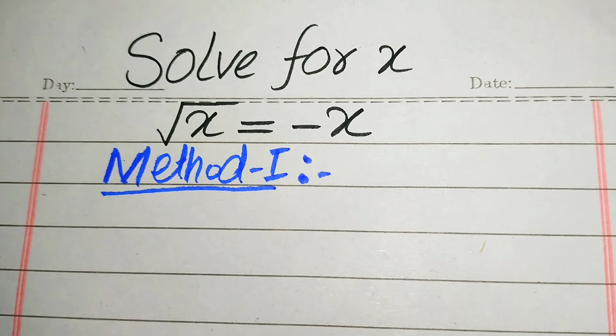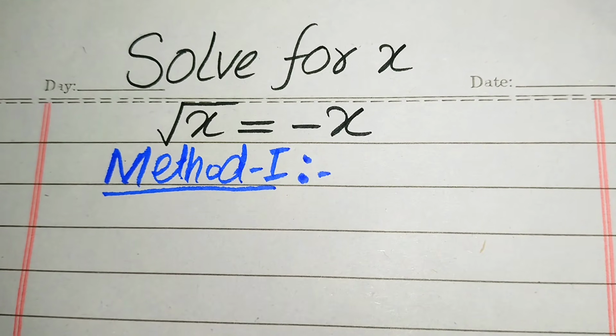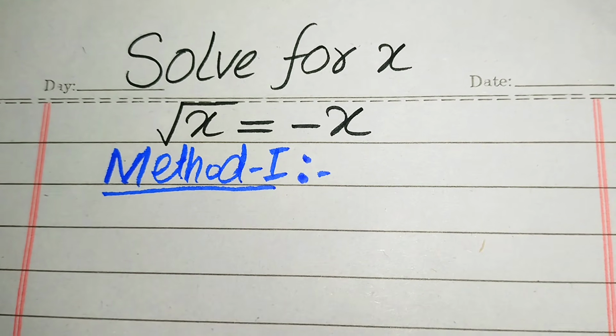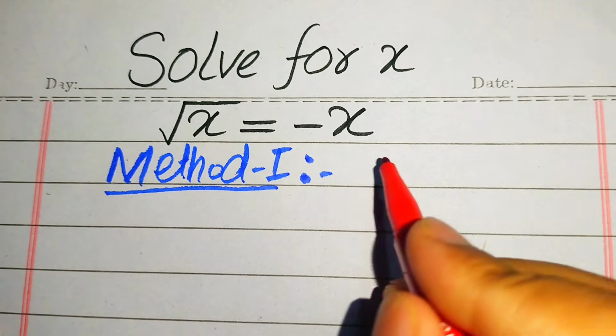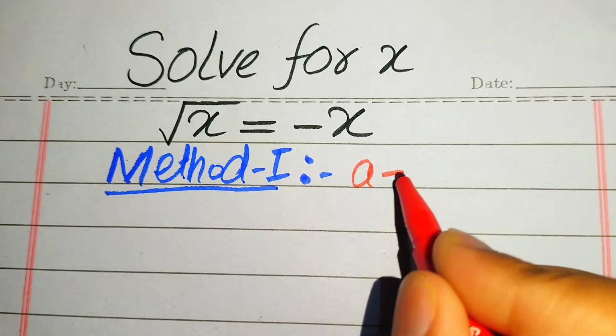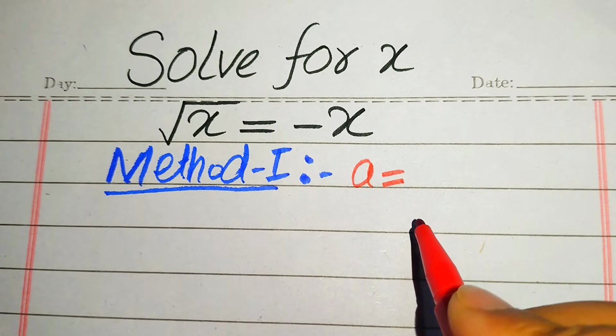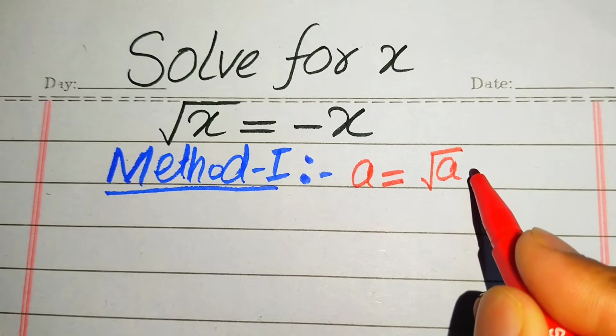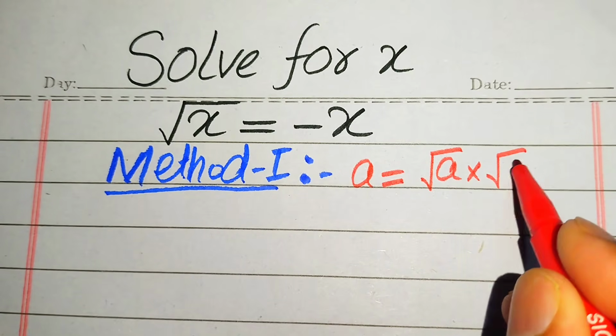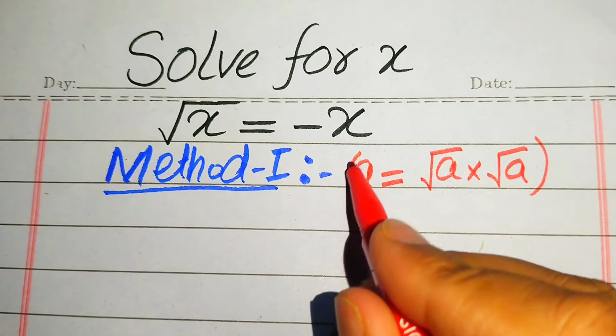And now we move toward the solution of this problem. So here in this method we use the nice radical technique to solve this problem. You very well know that if we have any number a, we can write this a in the form of a product of two radicals. So we write it as square root of a multiplied by square root of a.